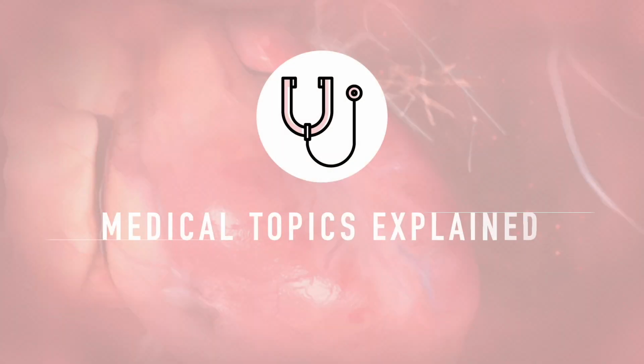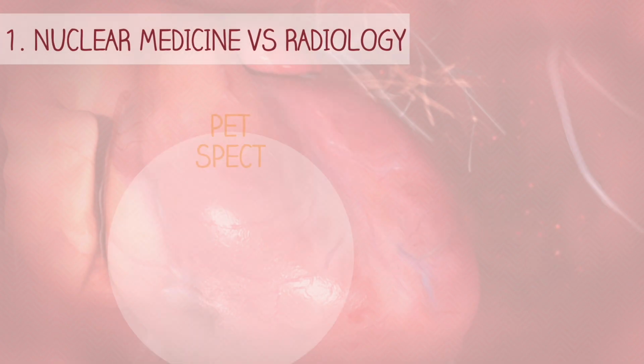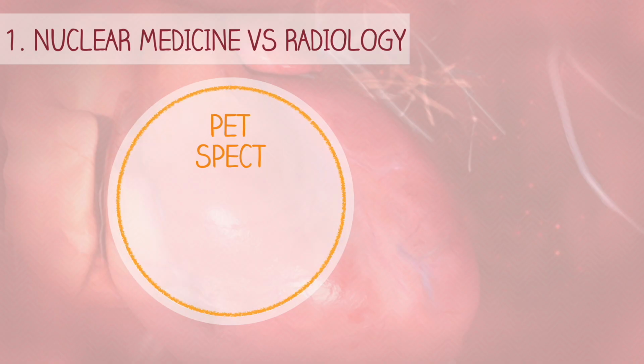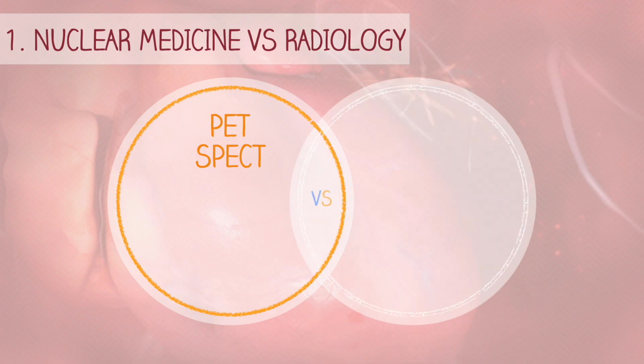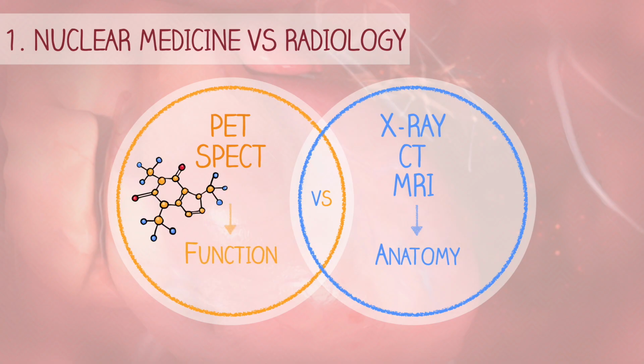In this video, I'll guide you through the differences between PET and SPECT. In short, PET and SPECT are two primary imaging techniques in nuclear medicine. They use small amounts of radioactive tracers to create detailed pictures of our bodies. Unlike X-rays, CT, or MRI scans that show how our body looks, PET and SPECT show how our organs function.